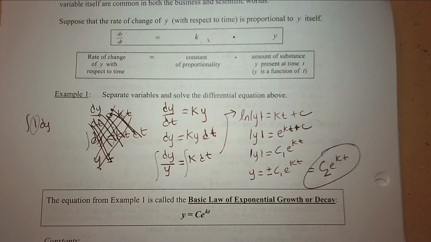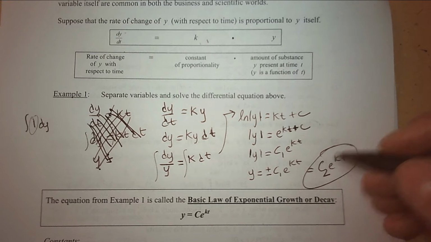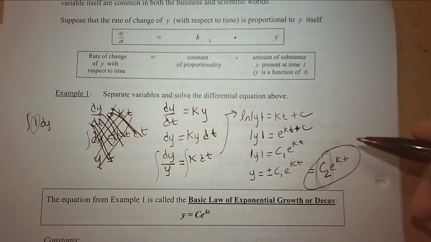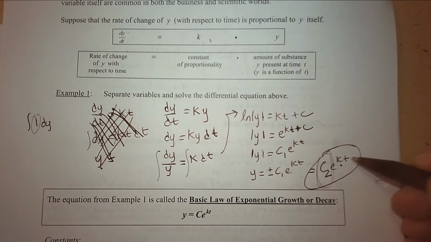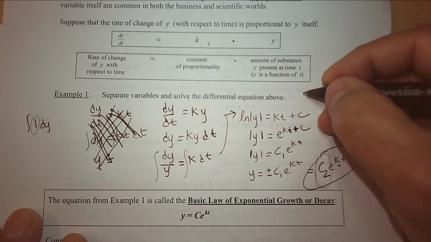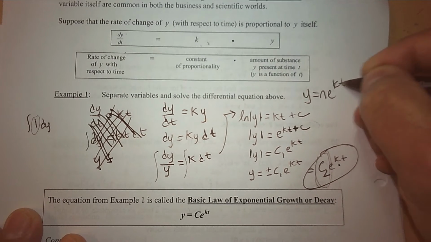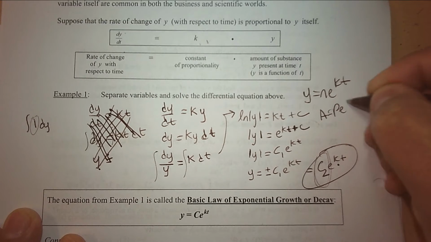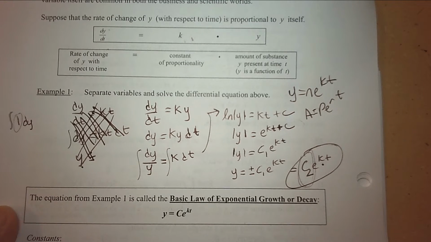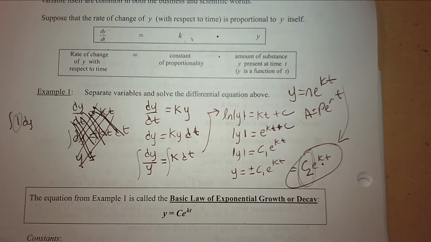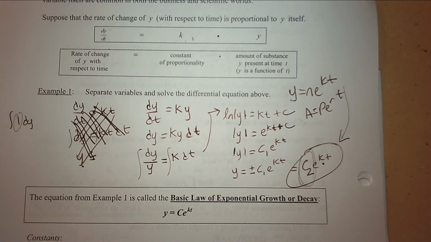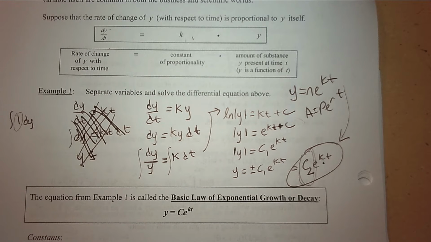Do you see, if you remember from a year ago, N e to the kt? Where N, that C2, is the initial population, k is a growth or decay rate, and t is time. So last year, you might have seen this formula, for business and science. That's connected to that. Where C2 is that constant in front, the initial population, or whatever we're talking about.